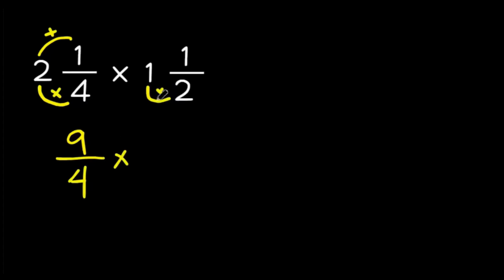Also, we have 1 and 1 half. So 2 times 1, that is 2. Plus 1, we have 3. So the second rational number is 3 halves.